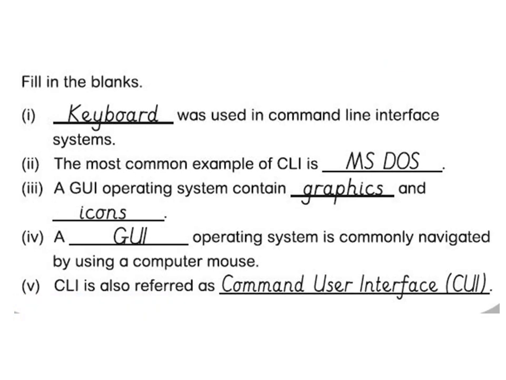So number 1, keyboard was used in command line interface systems. Number 2, the most common example of CLI is MS-DOS. Number 3, a GUI operating system contains graphics and icons. Number 4, a GUI operating system is commonly navigated by using a computer mouse. And number 5, CLI is also referred to as command user interface or CUI.